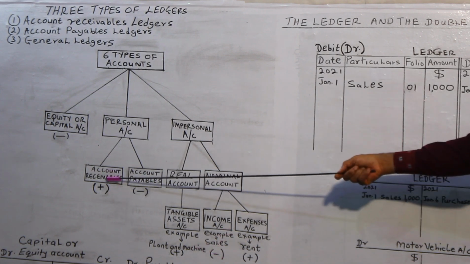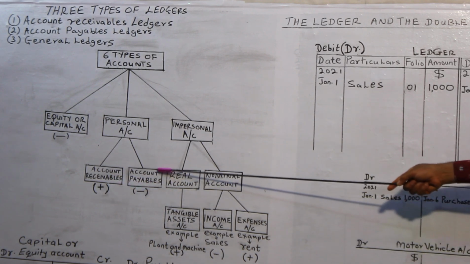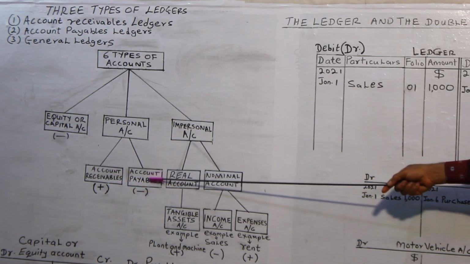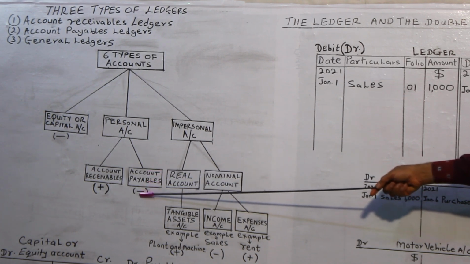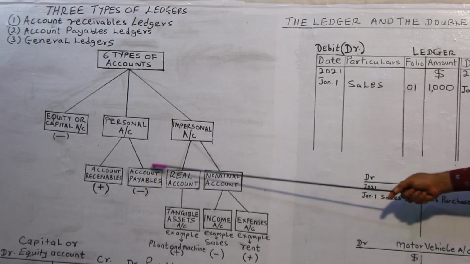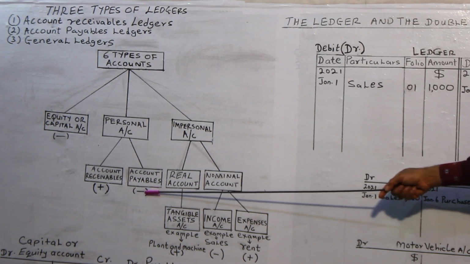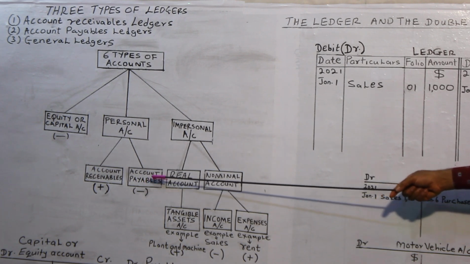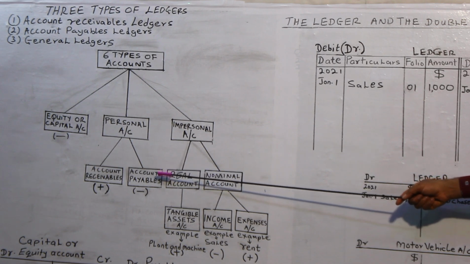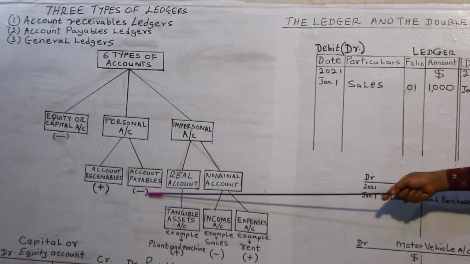It's a receiving account, that means it represents debtors. Then we have the account payable. Account payable represents suppliers. You can see it is negative here, meaning it is a giving account, it gives out. Any account that gives out is seen as minus. That means when you are giving out, something is going out. But when you are receiving, something is coming in. So the accounts that have a negative sign represent accounts that usually give out something.